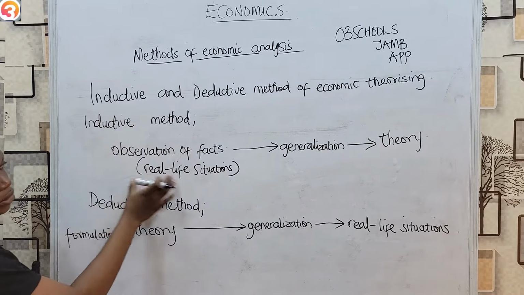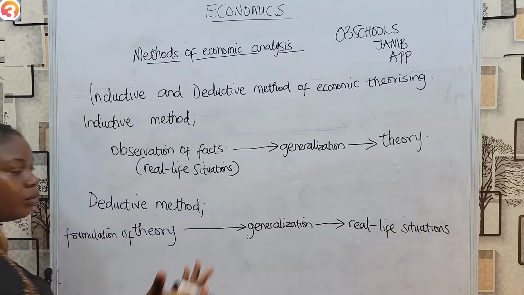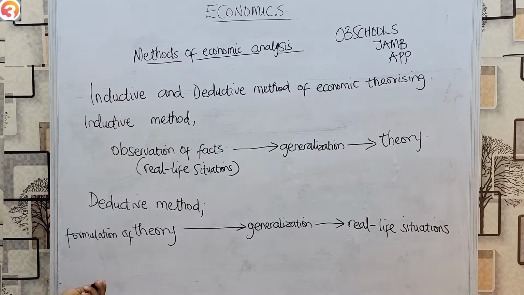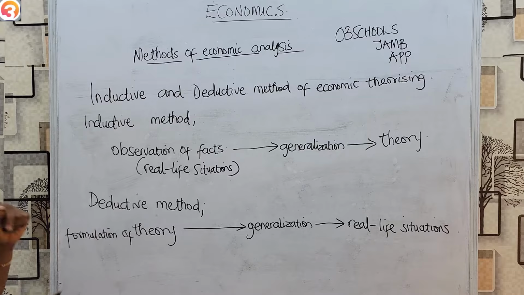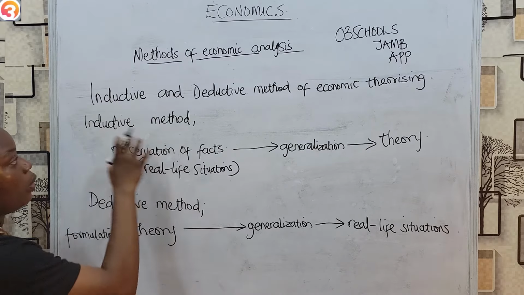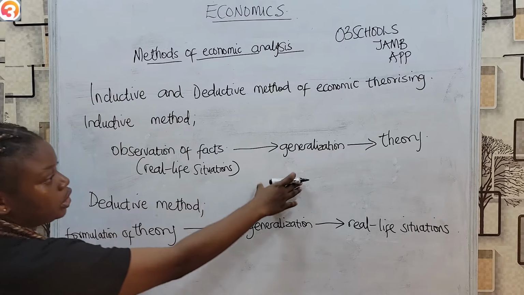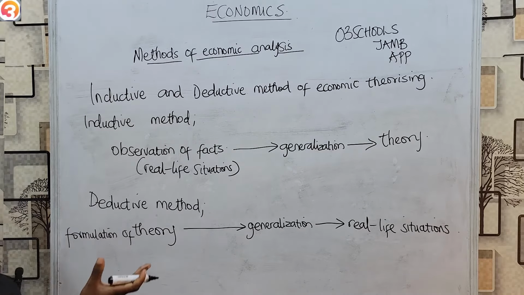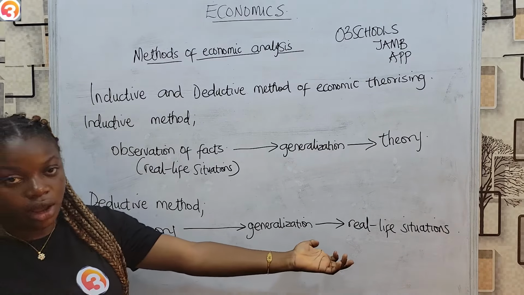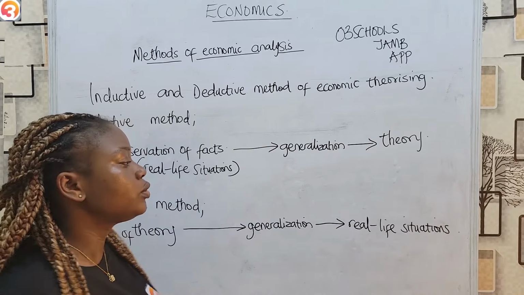But the inductive method starts with the observation of facts, real life, before we generalize, and then we formulate our theory. So that is it for the inductive and deductive method of economic theorizing. It's very simple and self-explanatory. When you talk about the inductive method, remember that it starts with the observation of facts, then we generalize, and then we come up with a theory at the end of the day. And the deductive method starts with the formulation of theory before generalization, and then before we now apply it to real life situations.